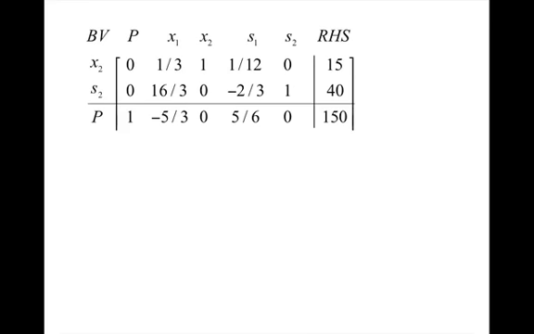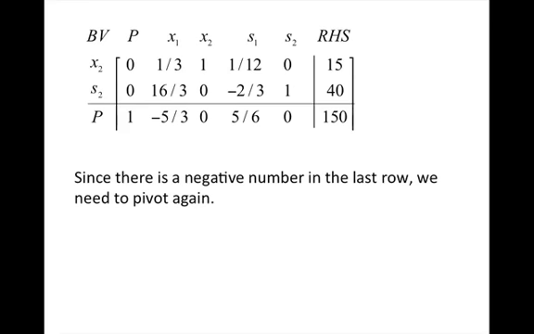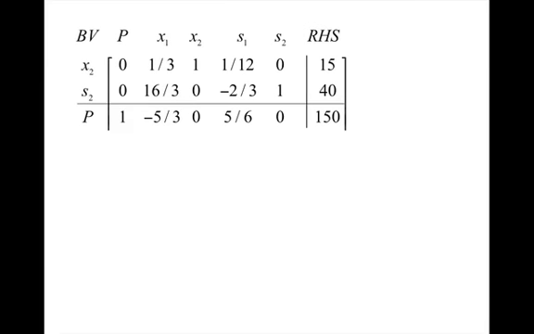Now check your last row. Since there is a negative number in the last row, we've got to pivot again. You don't ever stop if there's a negative number in the last row. You keep pivoting until the last row is all non-negative values. So I need to pivot again, so I've got to find my pivot element. I begin with the pivot column.